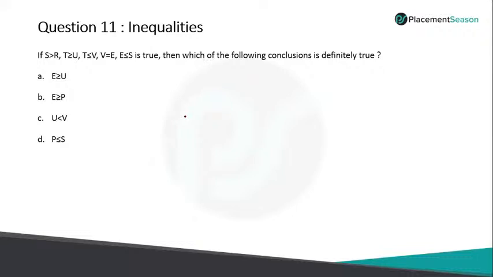Okay, inequalities. How we have to solve these types of questions is, whatever the inequalities given here, you have to frame that as a single inequality. Generally, it will be easy to solve. So S is greater than R, T is greater than or equal to U, T is less than V, V is equal to E is less than or equal to S is true. Then which of the following conditions is definitely true?